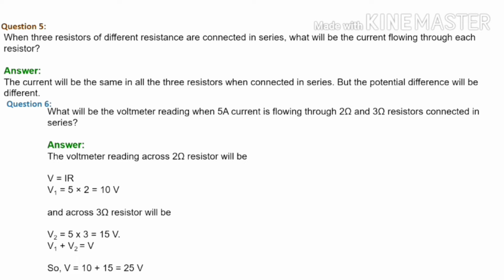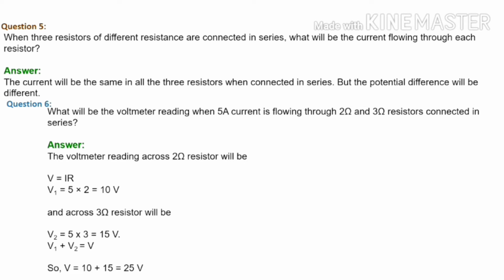When three resistors of different resistance are connected in series, what will be the current flowing through each resistor? Remember, in series, I is constant, but the potential difference will be different. I is constant, so the current will be the same in all three resistors when connected in series, but the potential difference will be different.